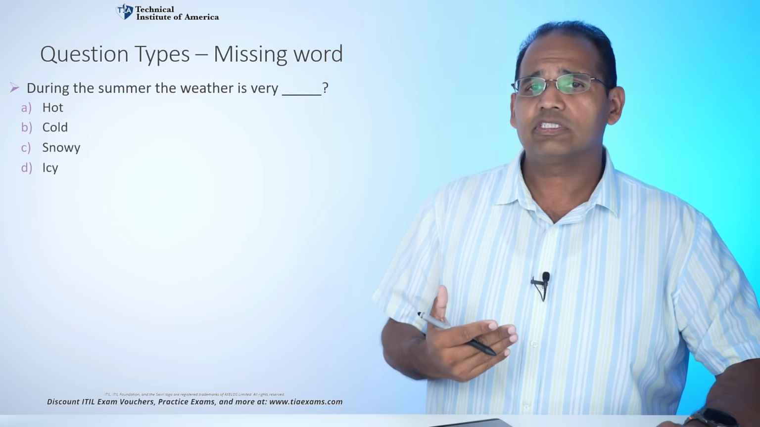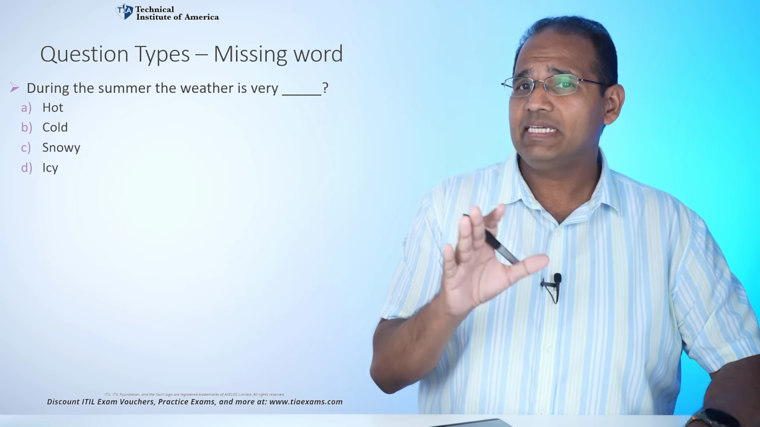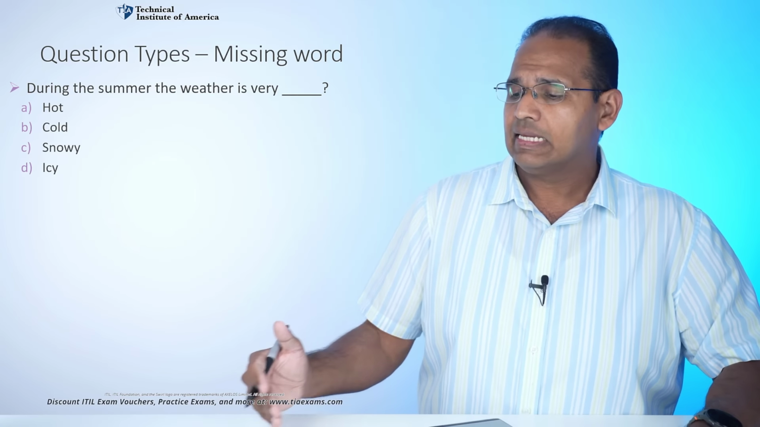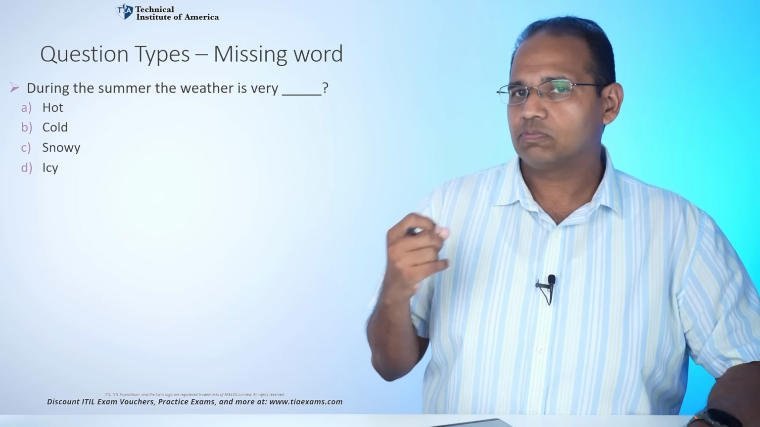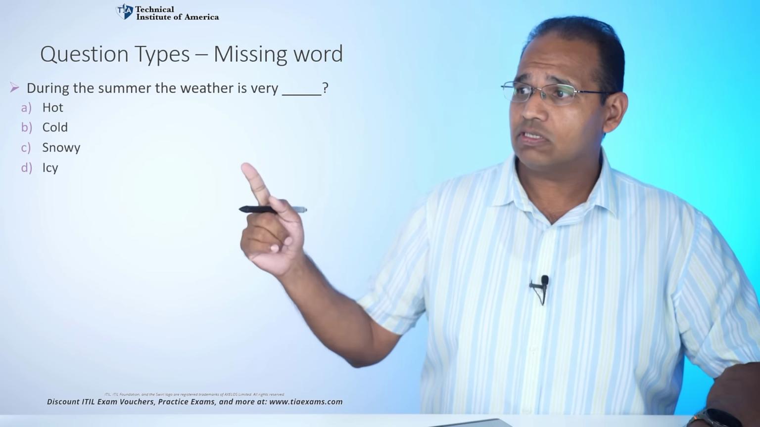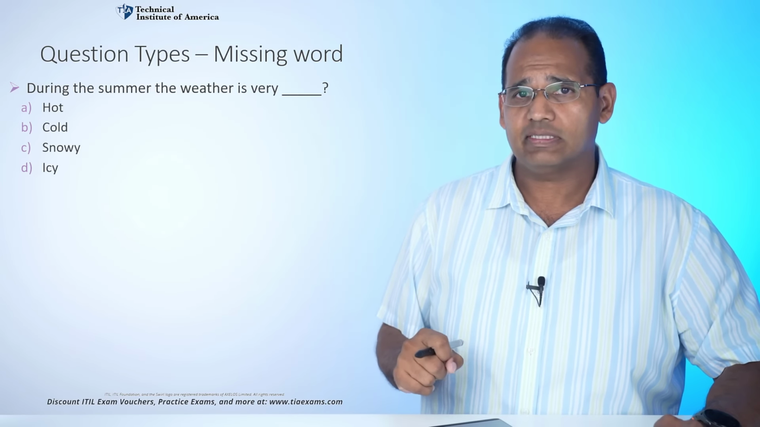The other kind of question you would have is what's called a missing word. This is famous for BL1, or Bloom's Taxonomy level 1. And what that means is you have to be able to memorize the definition of particular words. Again, check the exam objectives for that. So during the summer, the weather is, and you've got to choose one of these choices.